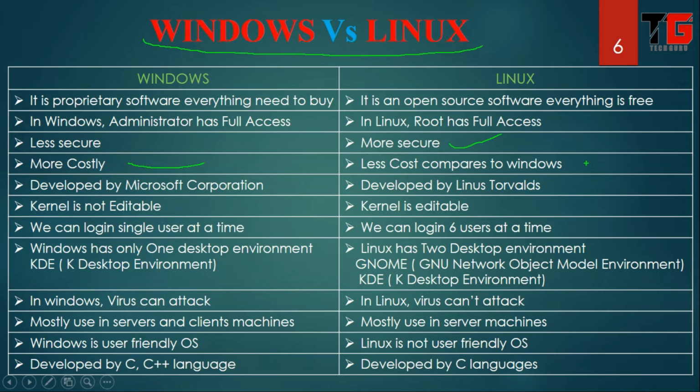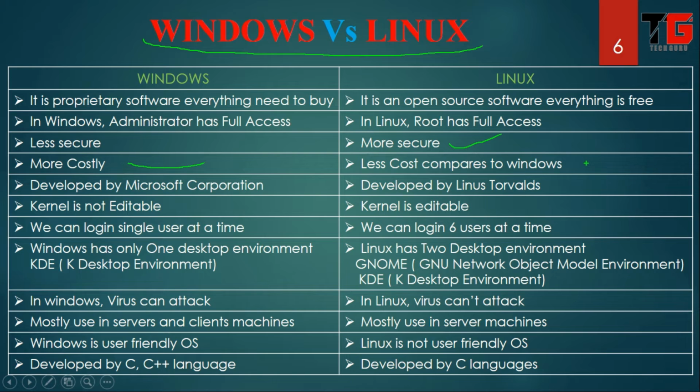We can log in a single user at a time in Windows, whereas we can log in 6 users at a time in Linux. Windows has only one desktop environment. Linux has 2 desktop environments. First is GNOME, GNU Network Object Model Environment, and second is KDE, K Desktop Environment. GNOME means CLI and KDE means graphical. In Windows, virus can attack.